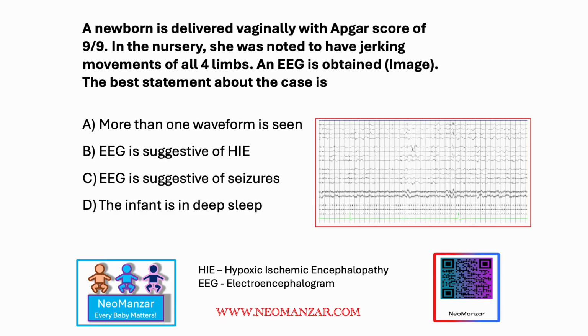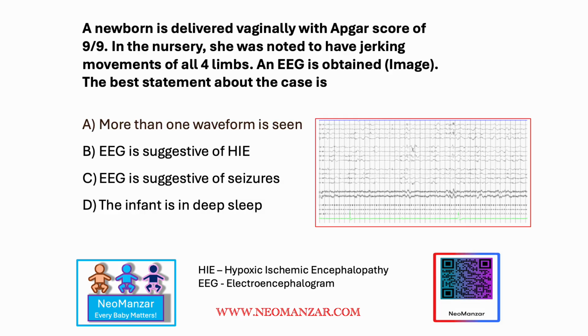So here we have a newborn infant who is delivered vaginally with an APGAR score of 9 and 9 at 1 and 5 minutes respectively. In the nursery, she was noted to have jerky movements of all four limbs. An electroencephalogram was obtained. The image is shown there. So the best statement about this case is, pause the slide, zoom the picture, look at the options.